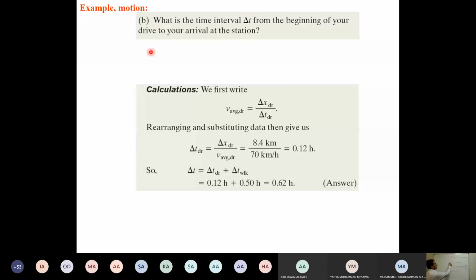So the total time I'm looking for, I will need to add them, right? As it is added in the slide here. So this time plus this time is 0.62 hours. This is the total time interval.